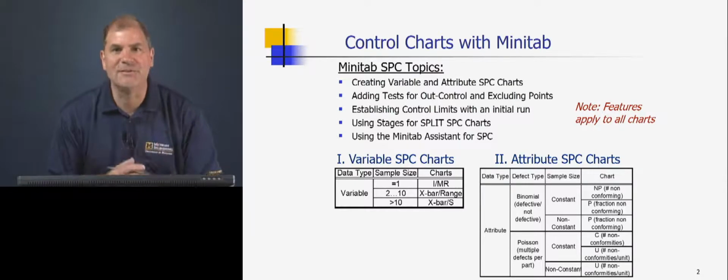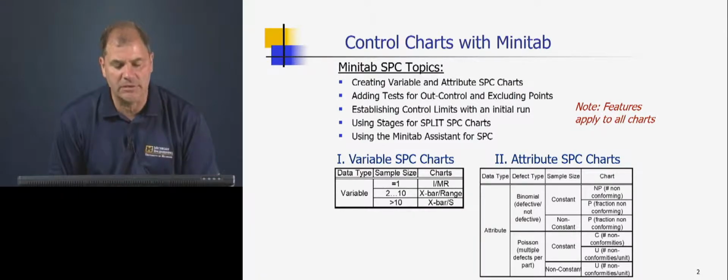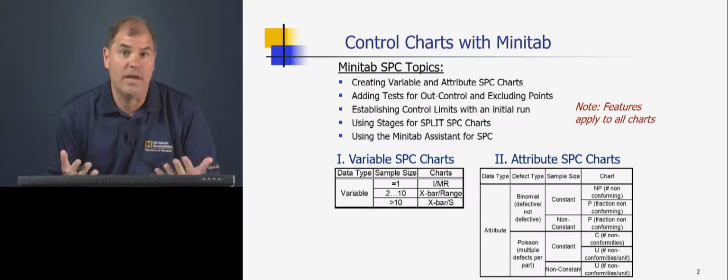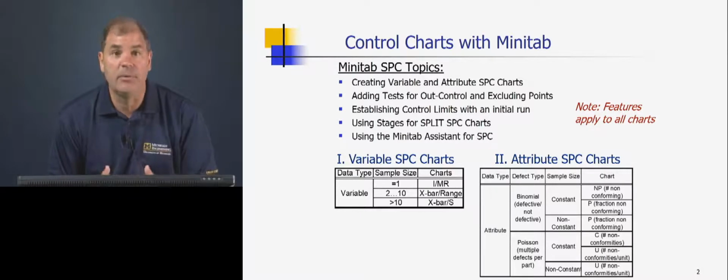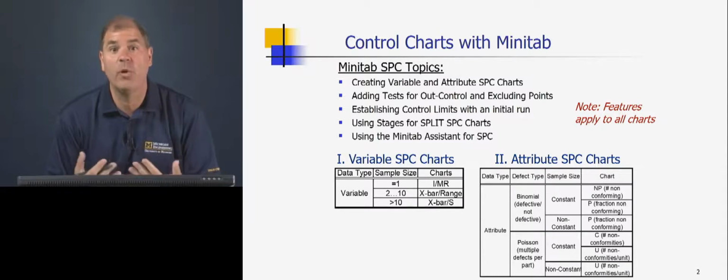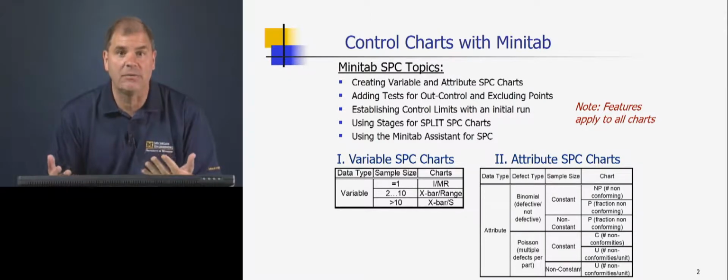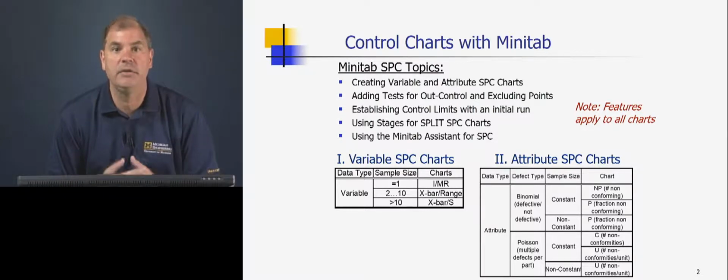Among the main skills we want to be able to have for this class is I want to be able to, first of all, create either a variable or an attribute SPC chart. Variable SPC charts are going to depend on what our subgroup size is. If it's a subgroup size of 1, we do individual moving range. If it's a subgroup size up to 10, we do X bar and range.